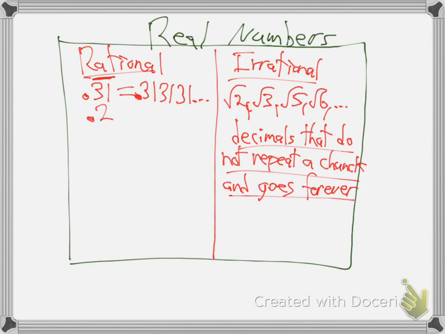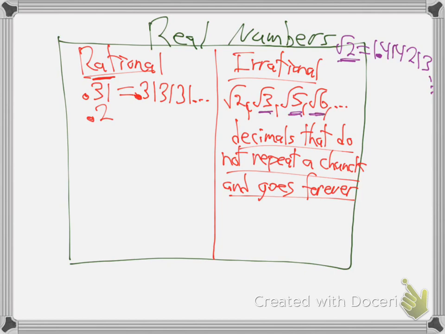Do you guys have your calculator? Can somebody tell me what's the square root of 2? It's 1.414. What comes after that? 213. And it just goes on and on. There's no repeating chunk. It doesn't just keep going 4141. It just starts out that way and then goes forever without a pattern. Square root of 2. Same thing for square root of 3, square root of 5, square root of 6.